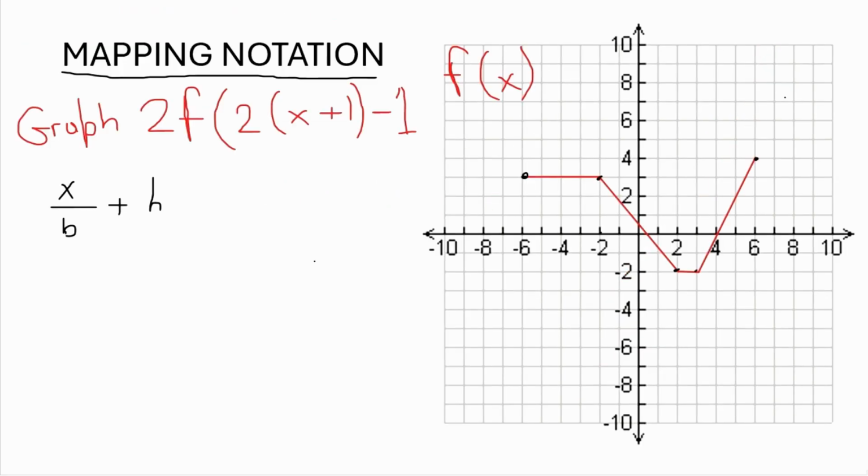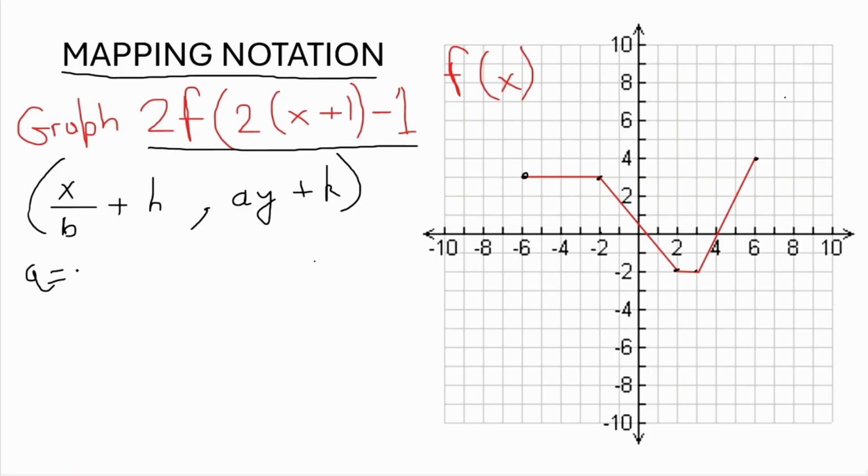So your mapping notation is x divided by b. Remember, b is always like a flipped stretch, and that's why we divide. And then your a value times your y value plus your k value. So in this graph, our a value is 2. Your b value is 2, it's always the same. H value is, flip the sign, -1, and k value is also -1.